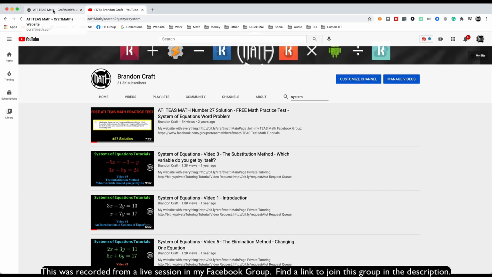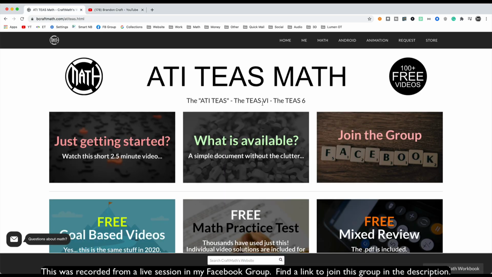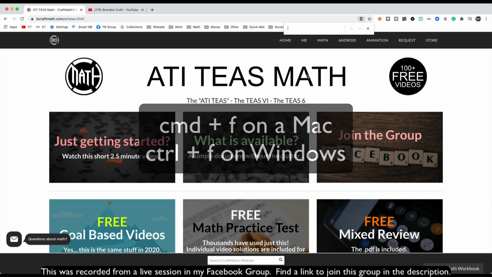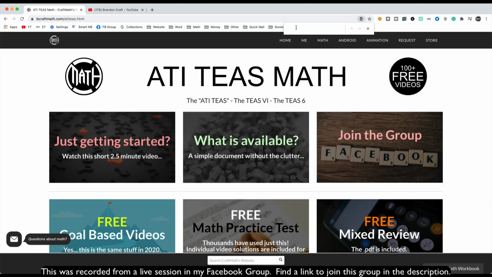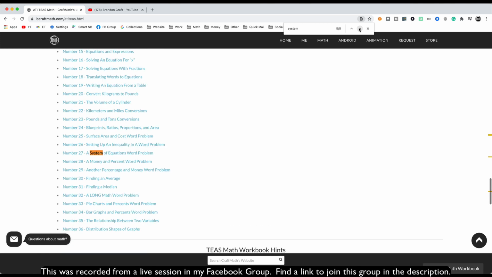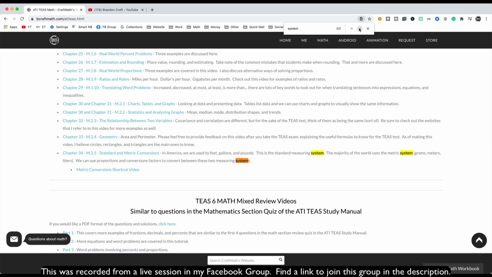Something else I want y'all to take note of is this. If you go over to my website, bcraftmath.com/ATITs, I'm on a MacBook Pro. I'm going to hold the Command key on my keyboard and tap F, Command F. If you're on a Windows computer, you will hold Control and tap F. Think of F as the word find. When I did Command F, it pops up a little search bar up here. So I'm going to type in system again. And folks, this will allow me to go through my entire website, over 100 videos. You can look for keywords.